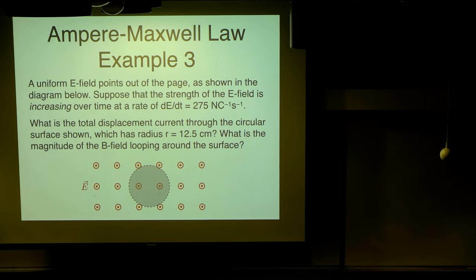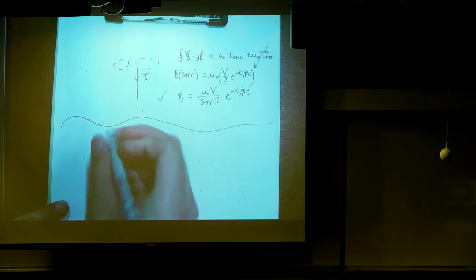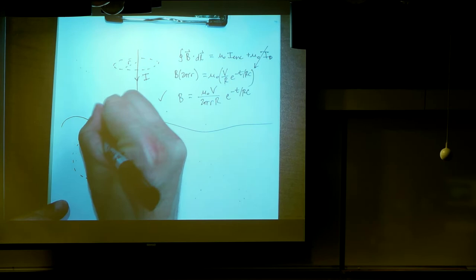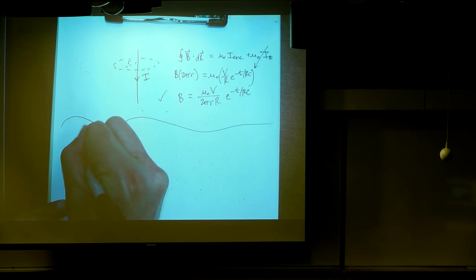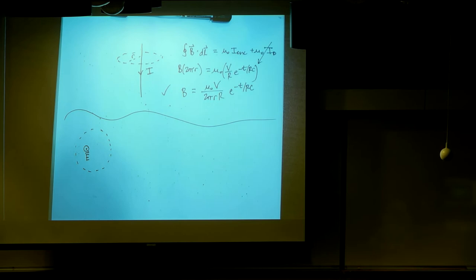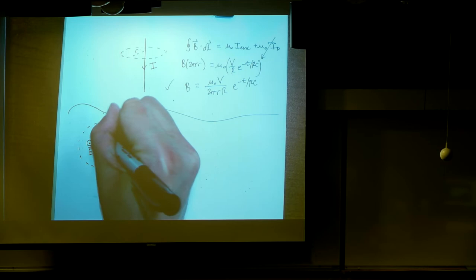So, let's do that. I'm going to copy down what we already have. Remember, we have the circular surface, which looks something like this. And going through that surface, we have some E field lines. Those are coming out of the page from our perspective. I'm just going to show one of them, but we have E field uniformly coming out of the page. This surface also has a radius. I'm going to call that little r, just like that.